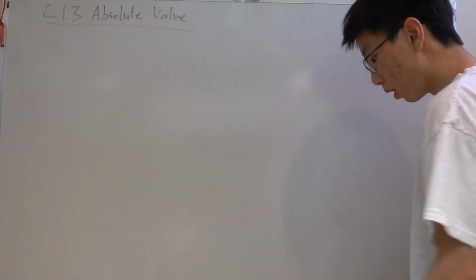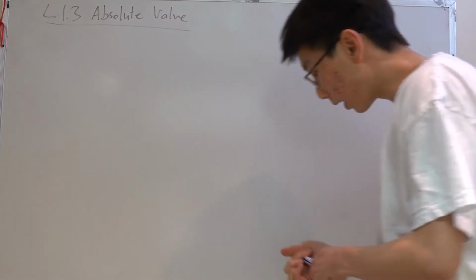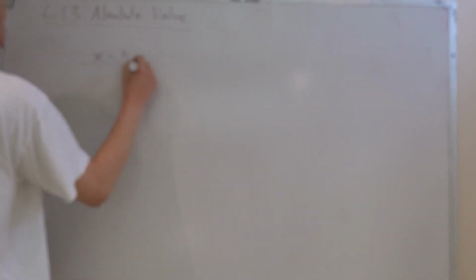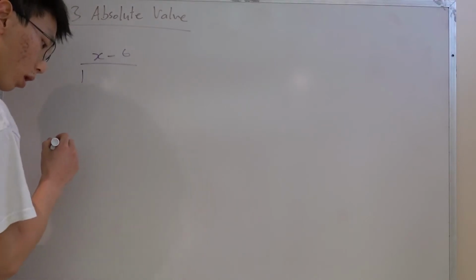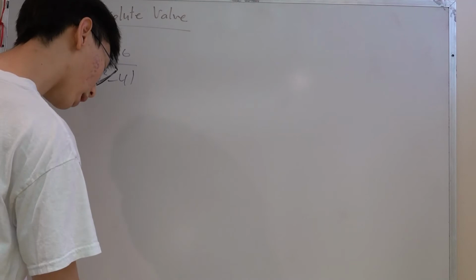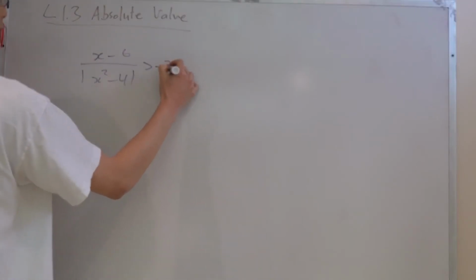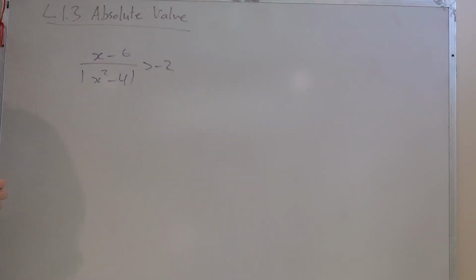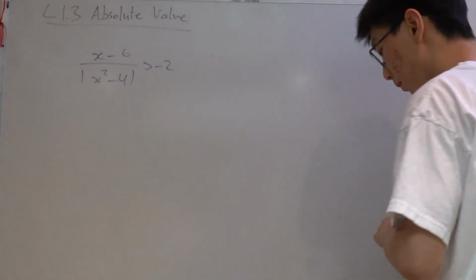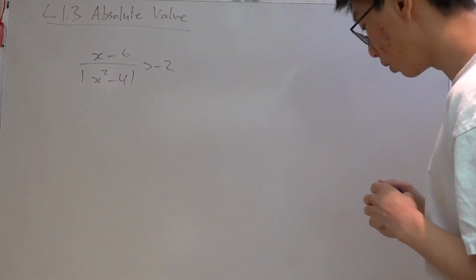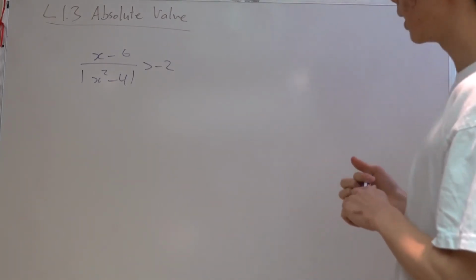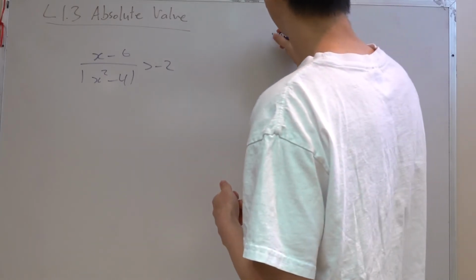Okay, so the next example I have is this: x minus 6 over absolute value of x squared minus 4. And now I want it to be greater than negative 2. Okay? So again, this one's tricky. This one's actually quite tricky. So here's how we're going to tackle it. Okay? We're going to do the exact same thing as we did the first time.